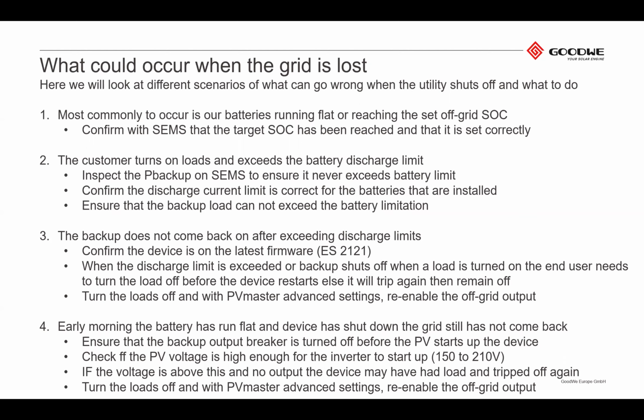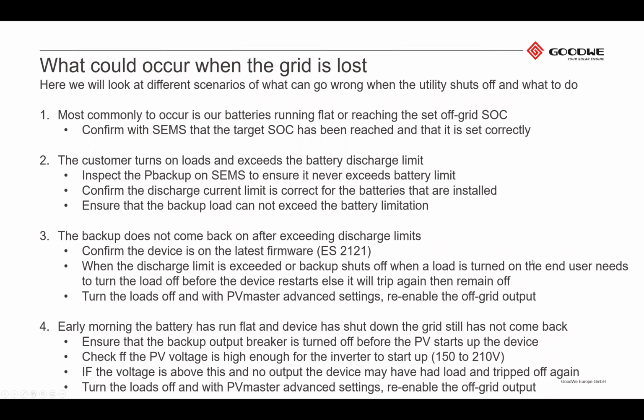So if that happens, it's just a case of switching off all the loads and re-enabling the off-grid output switch. And then the customers need to allow the batteries to charge. So once the sun is a little bit higher, they've charged their batteries a little bit, then they can put on the backup loads and continue as normal so that their batteries can charge as well as run the loads in the home. Otherwise, the batteries will just run flat again and the system will shut down.